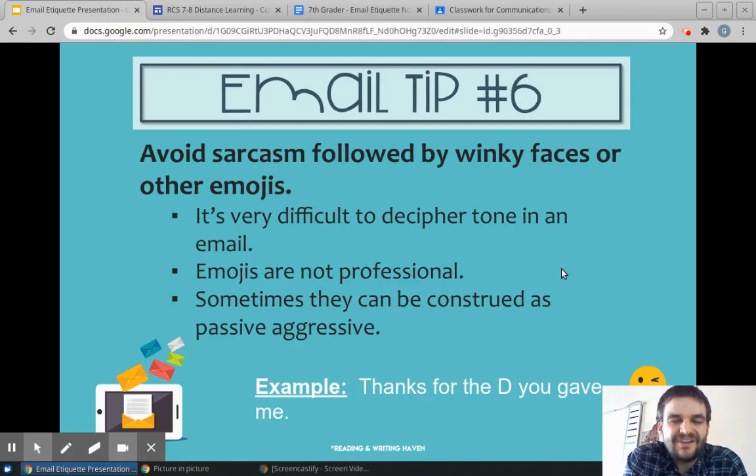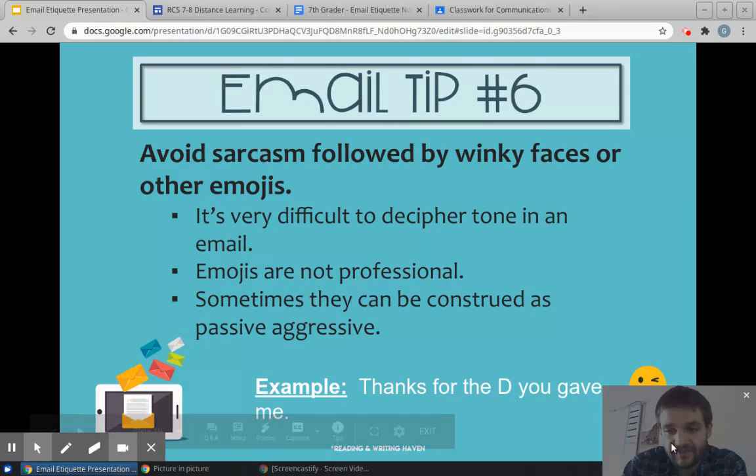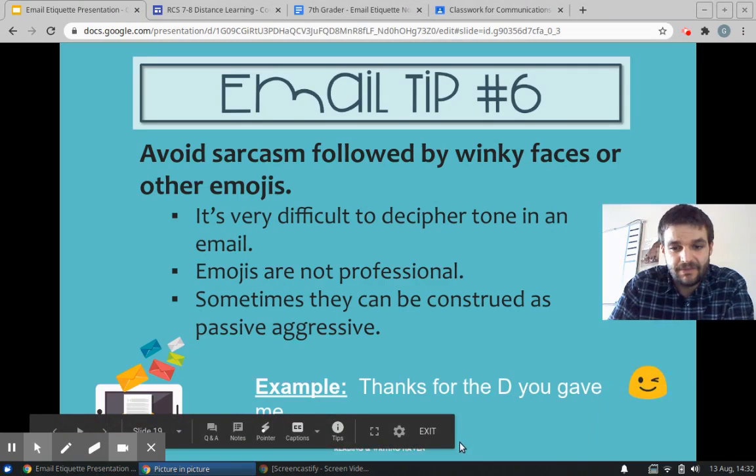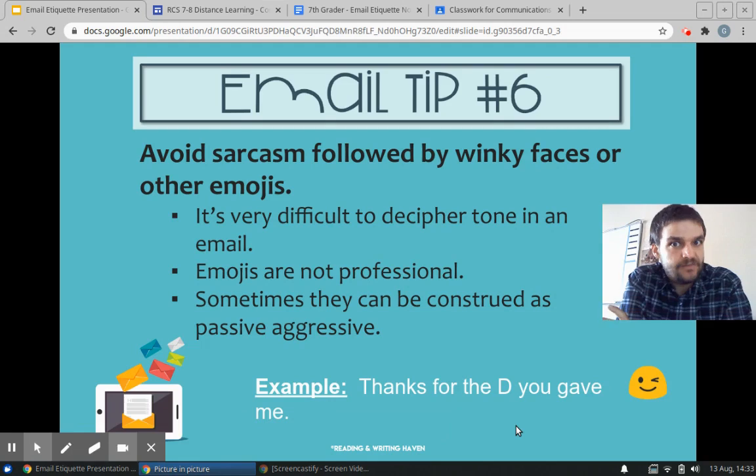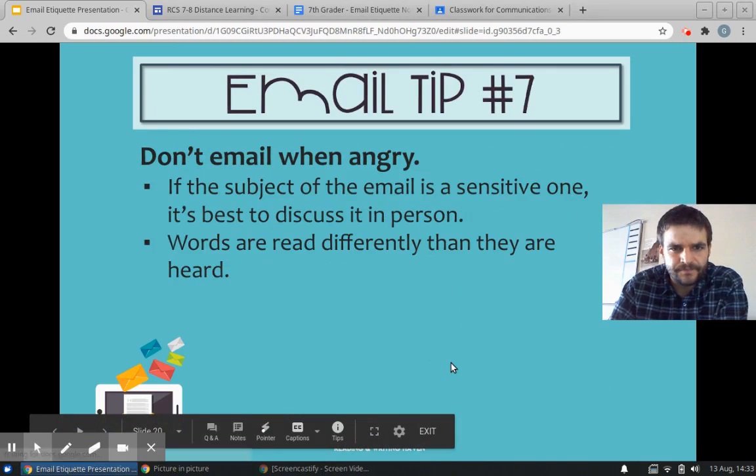Tip number 6 is also to try and avoid using sarcasm in an email because it's really, really hard to figure out emotion or tone in an email. And emojis aren't very professional. And sometimes they could even be passive aggressive. Like if you look at this example down here, a student maybe writes to their teacher, thanks for the D you gave me, and then a little winky emoji. And it sort of is like, are they mad? Are they blaming me? What's going on with that email? So try and avoid sarcasm.